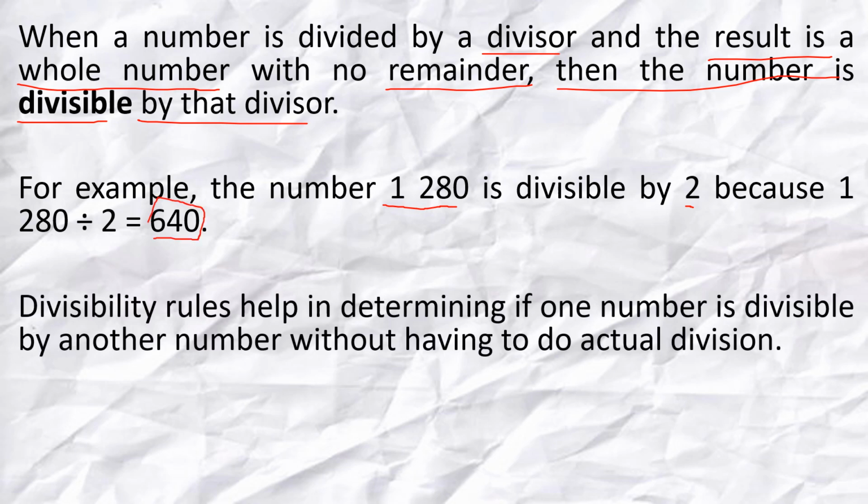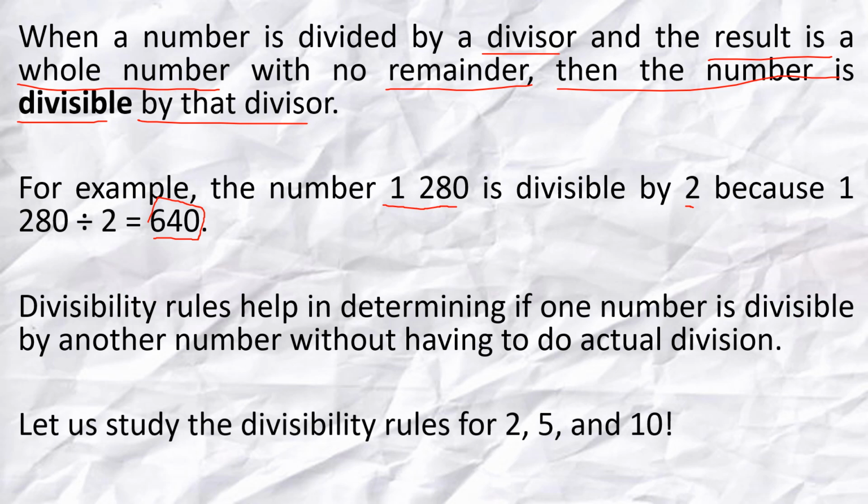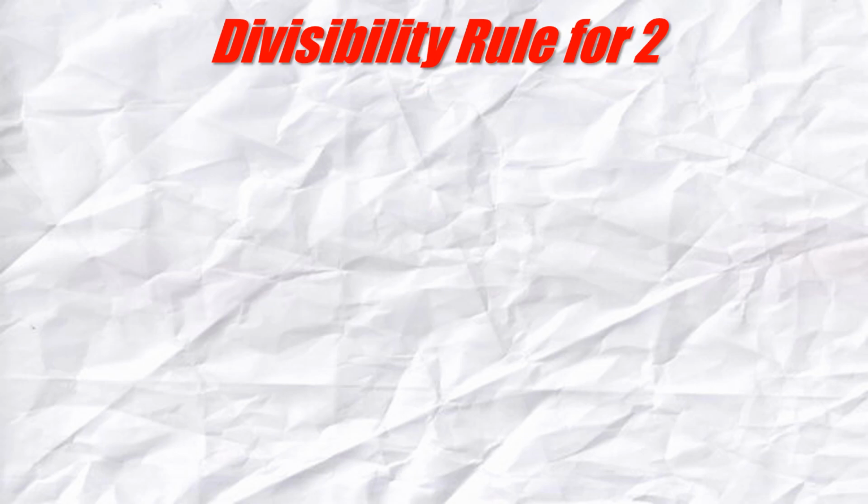So when we say divisibility rules, this will help in determining if one number is divisible by another number without having to do an actual division equation. To do that, let us study the divisibility rules for 2, 5, and 10. Let us start with the divisibility rule for 2.